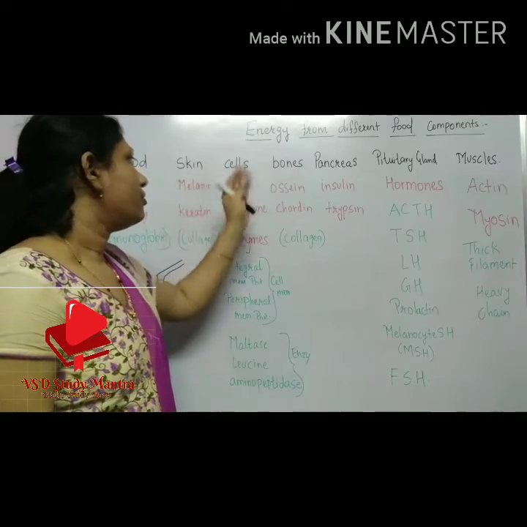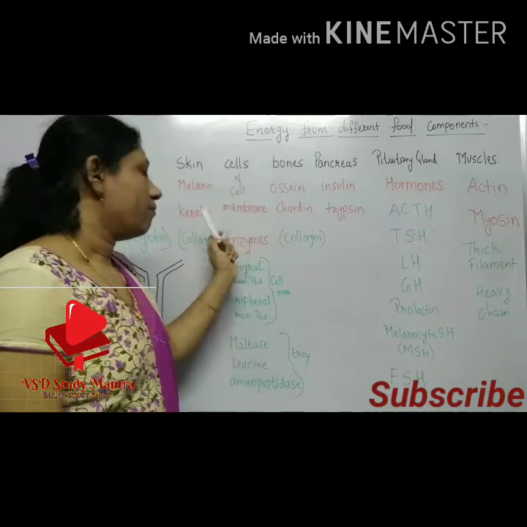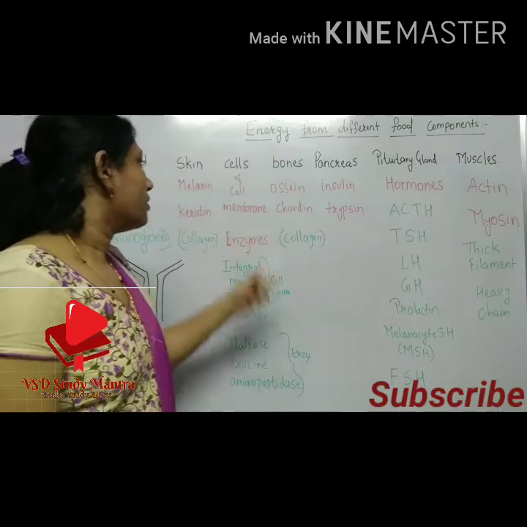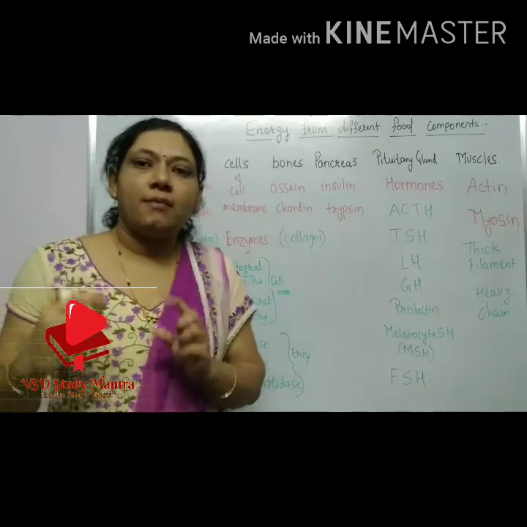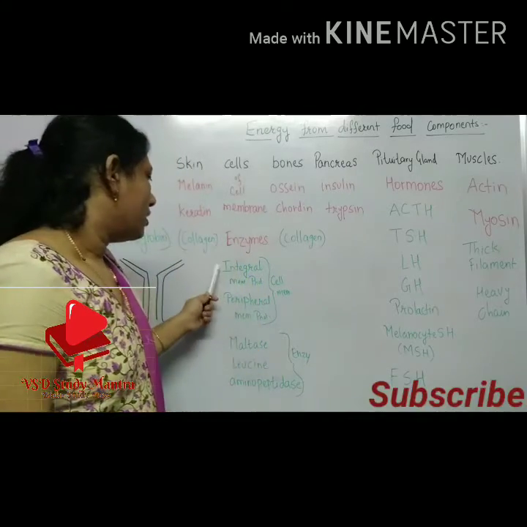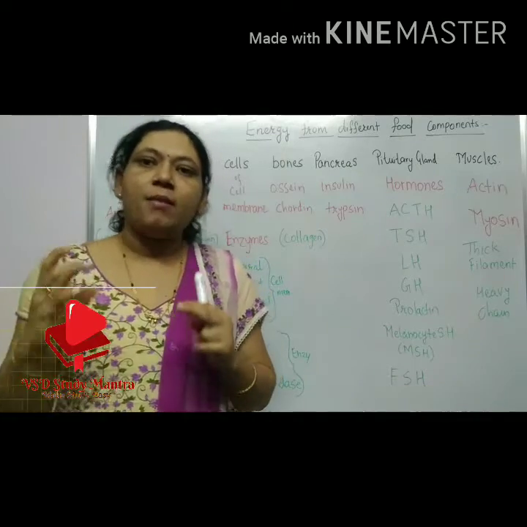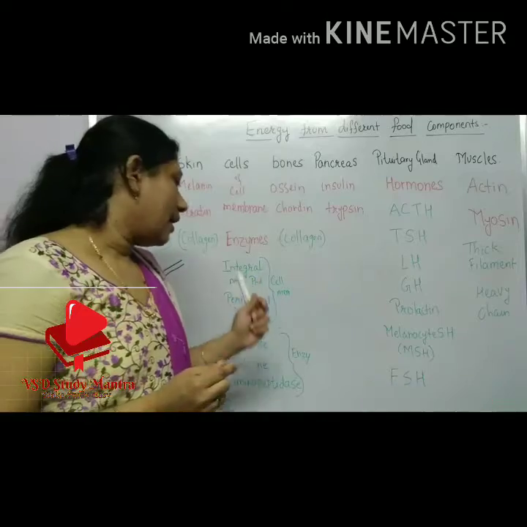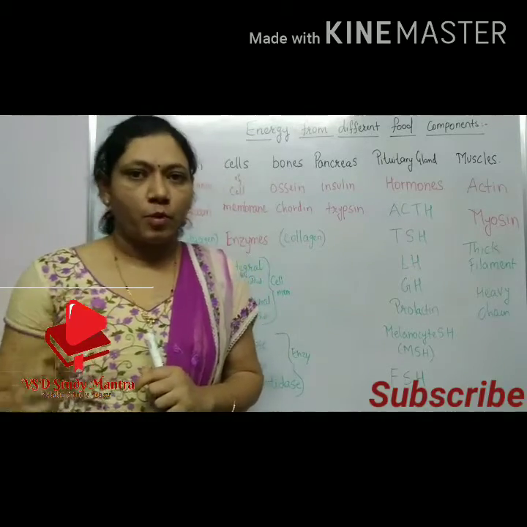Okay, we will shift towards cells. Cells of which? Cell membrane and enzymes. Cells of cell membrane. Which protein is present in that? There are two types of proteins present in the cell membrane or the boundaries of cell membrane. They are integral membrane protein and peripheral membrane protein.